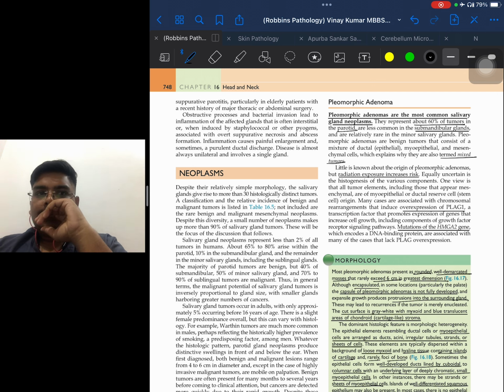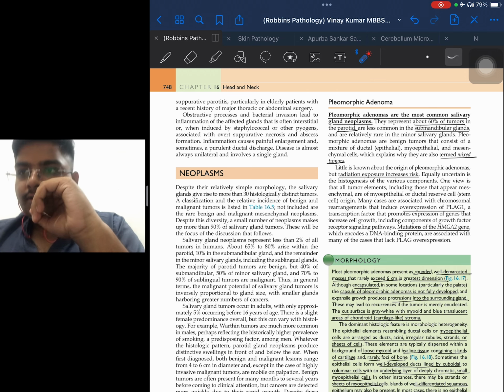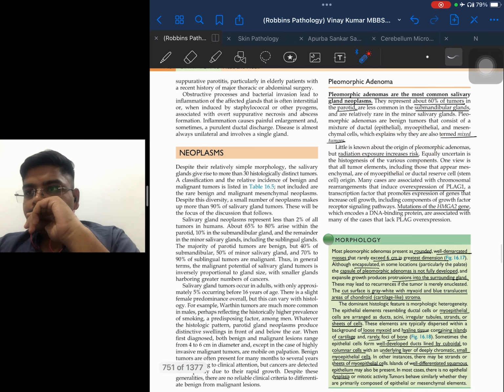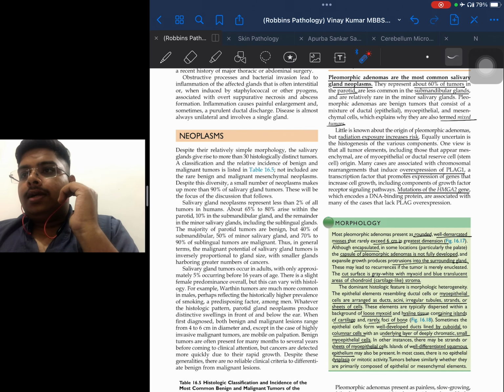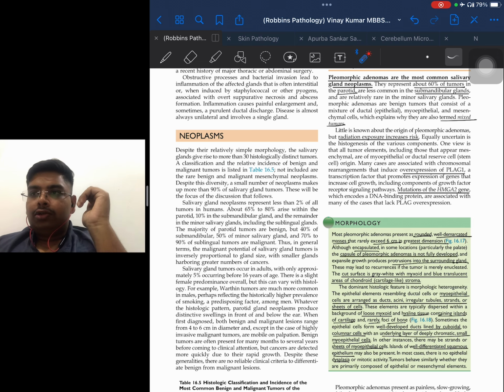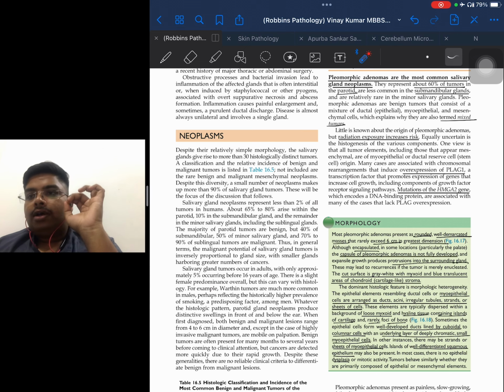So, what is the etiology? It's the radiation exposure which increases the risk of pleomorphic adenomas. What is the etiopathogenesis or genetics which tend to cause pleomorphic adenomas? It is the overexpression of the PLAG1 gene and the mutation of the HMGA2 gene. So, that's very important. Coming to the morphology, which is very often asked.